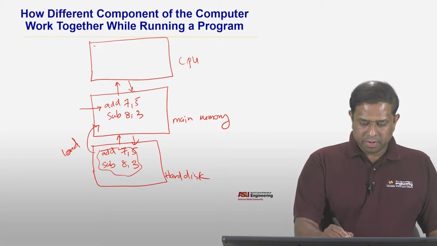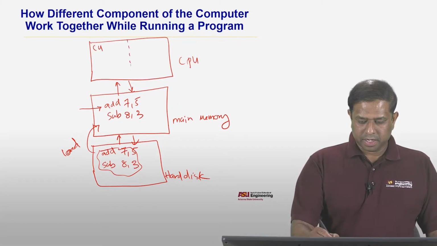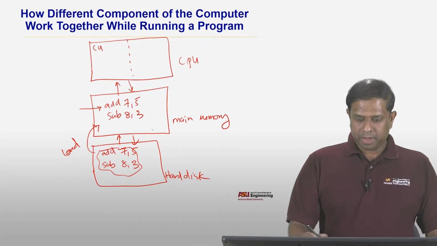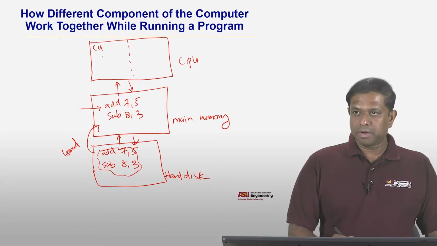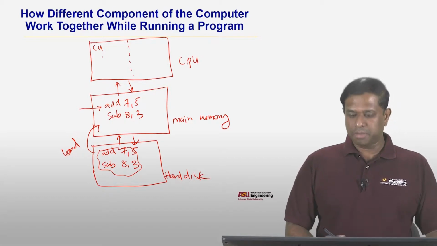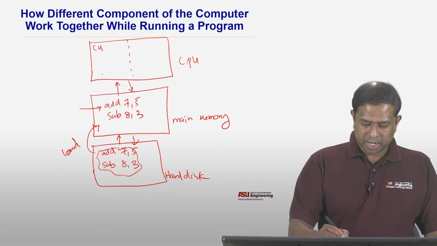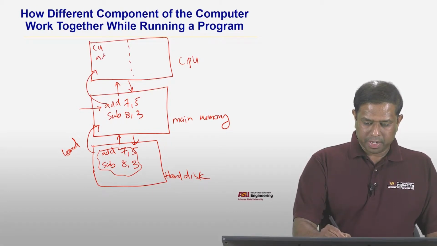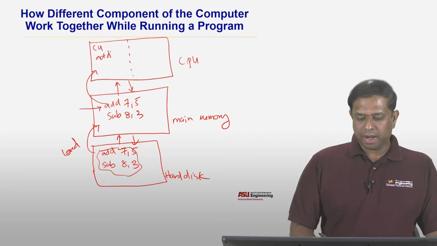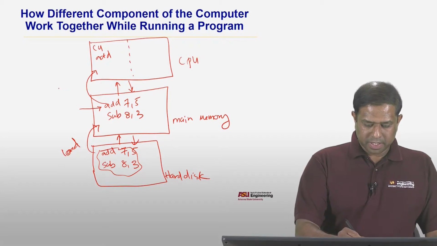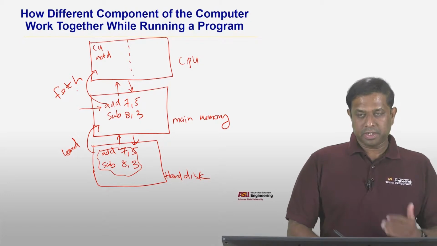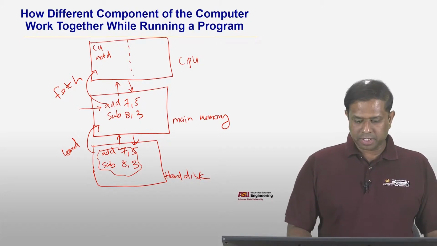And then the control unit sends a signal to the main memory to bring the instruction stored in the main memory to the control unit to see what needs to be done, right? So the first thing that happens is taking this instruction and putting it in here. So we have the add instruction in the control unit, right? That process is called the fetch. So we fetch the instruction into the central processing unit.